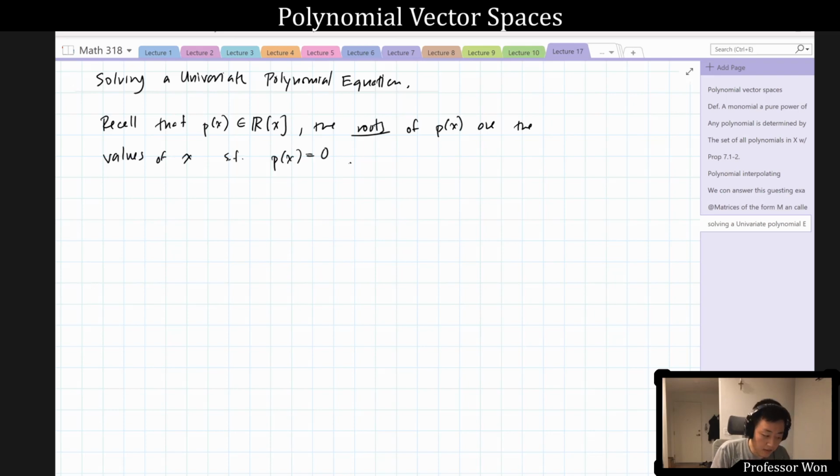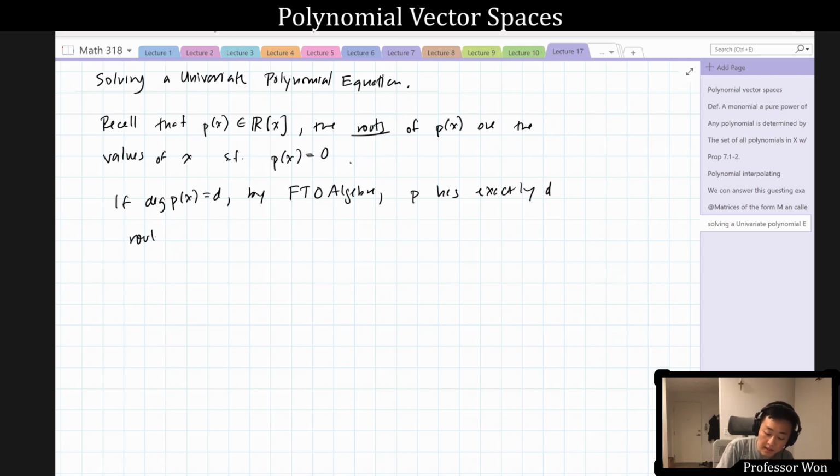Recall that we already saw in the fundamental theorem of algebra, which we didn't prove, but we saw that a degree d polynomial has exactly d roots as long as you include complex roots and you count with multiplicity. Right? So if the degree of p of x is equal to d, then by the fundamental theorem of algebra, p has exactly d roots over C, counting multiplicity.